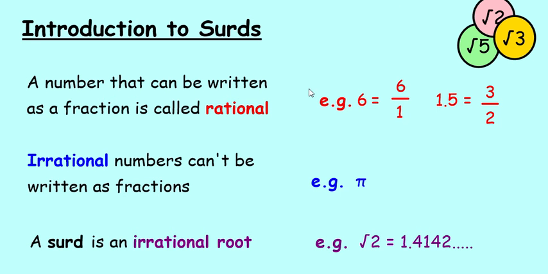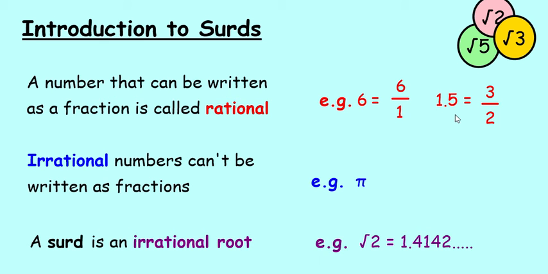So a surd is just an irrational root, where the word irrational means that the number cannot be written as a fraction. Rational numbers can be written as fractions, like the whole number 6 can be written as 6/1, and your decimal numbers like 1.5 can be written as 3/2. So a surd in particular is an irrational root, such as √2 or √6 or √10, because they cannot be simplified. Things like √4, the square root of 4 is 2, so that can be simplified.